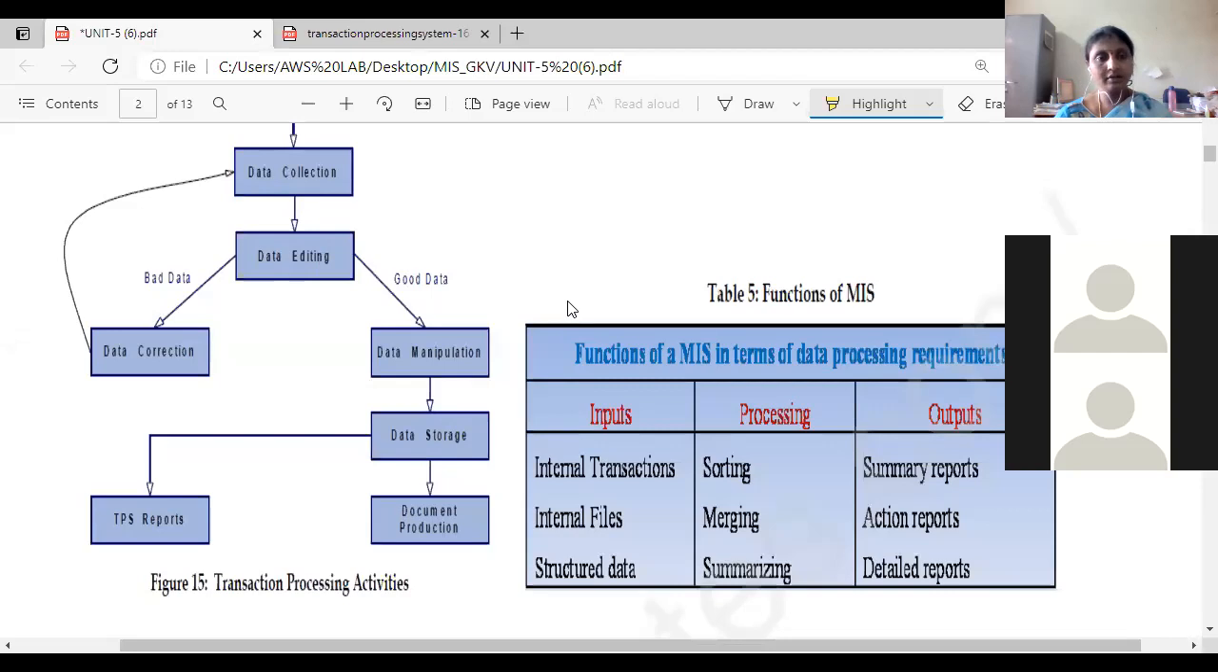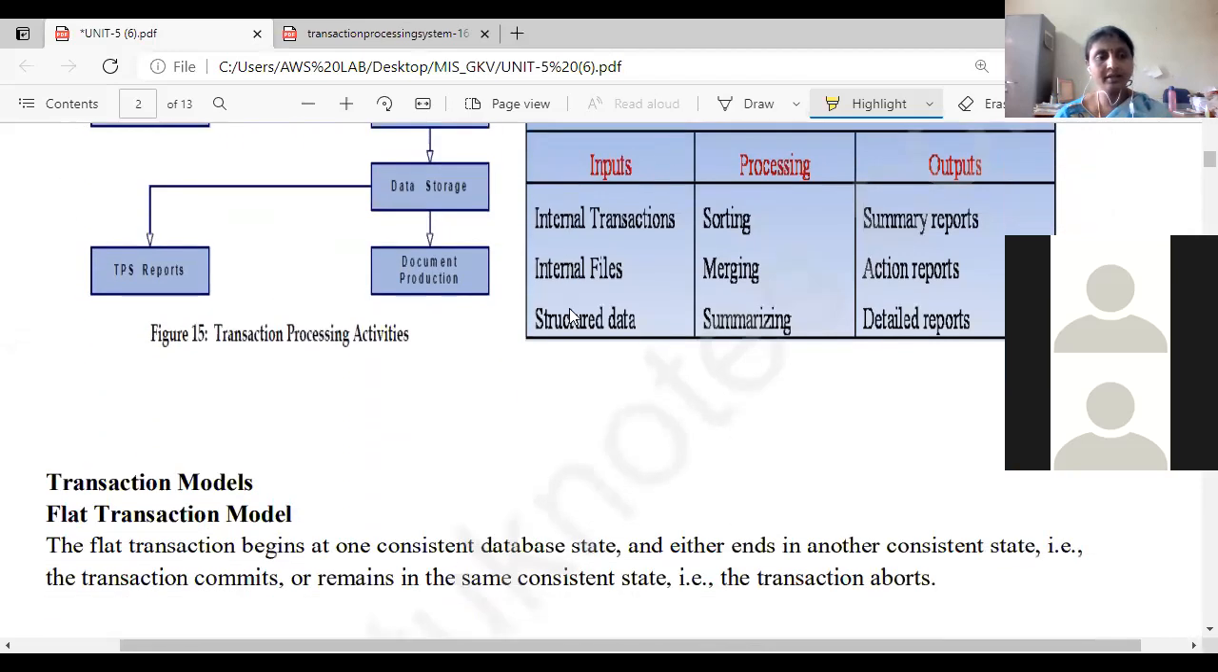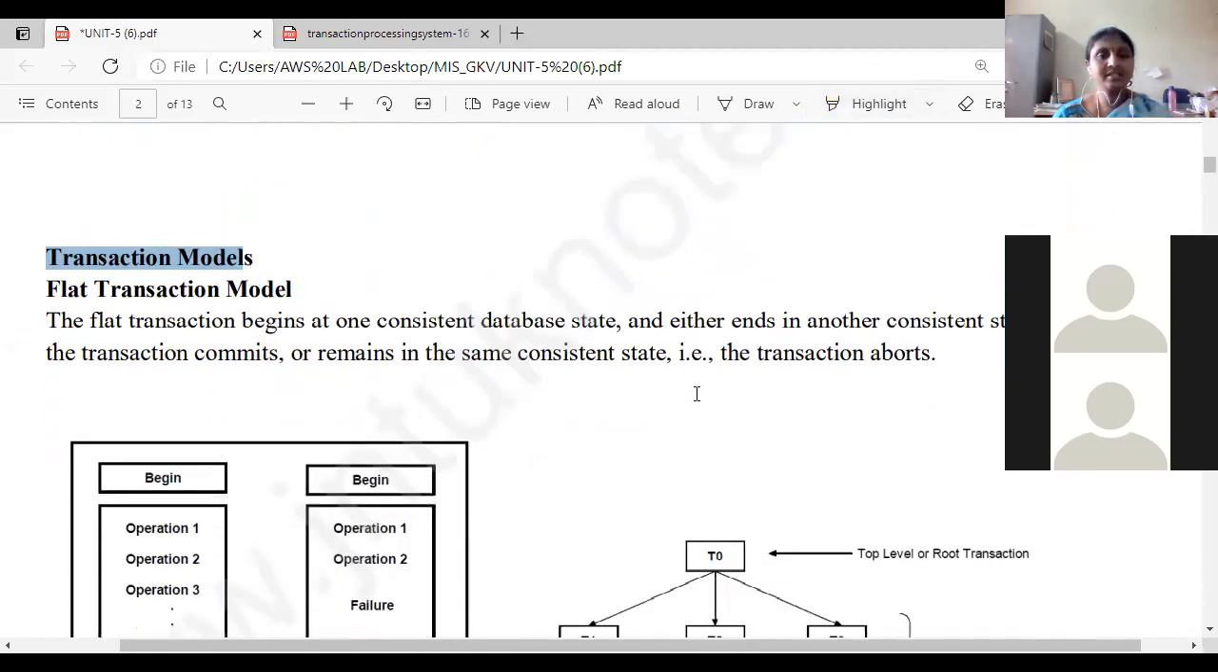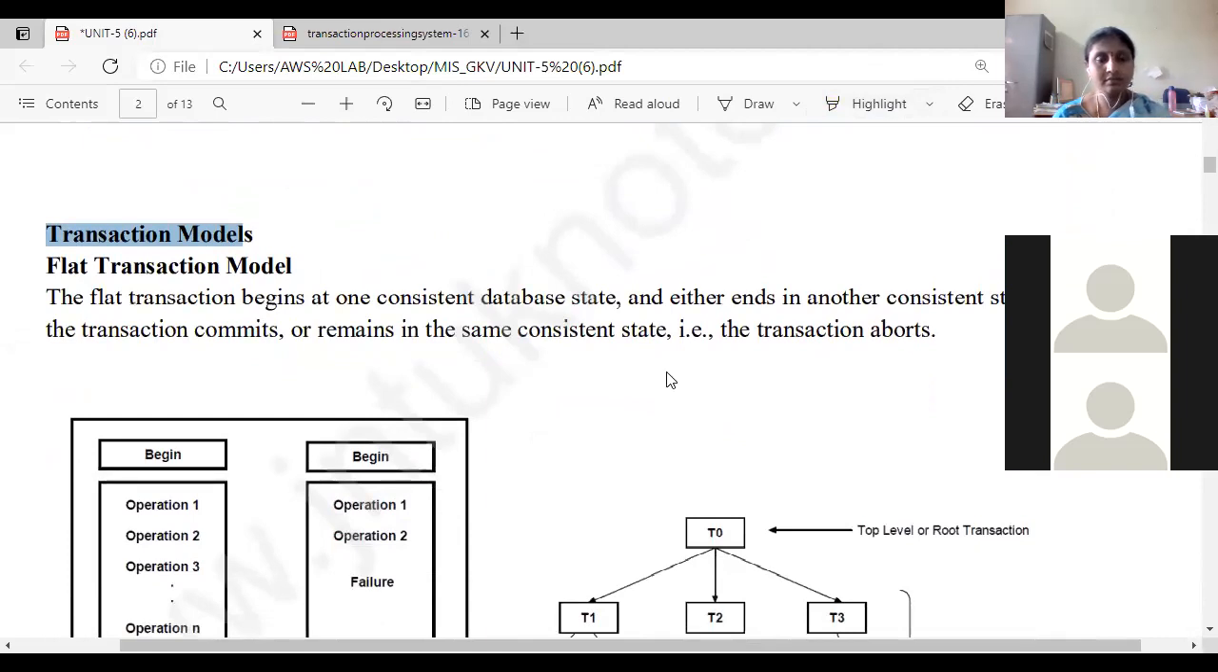Or take a screenshot. We are moving into another topic, that is transaction models. What are the various types of transaction models?